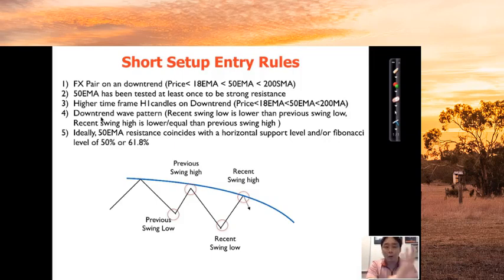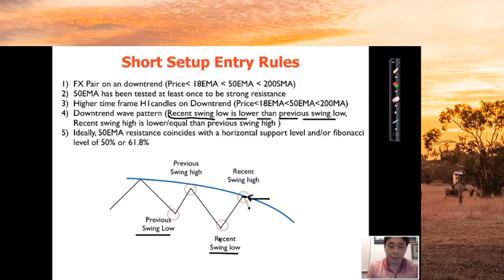So again, how do you define a downtrend wave pattern? Lower highs and lower lows. Ensure that the recent swing low is lower than the previous swing low. So again, what does this mean? Price is going up and we're looking to sell over there. This is known as the recent swing high, and that's the previous swing high. This is the recent swing low, and that is the previous swing low. The first thing is to ensure that the recent swing low is lower than the previous swing low. So it's making lower lows, very important.